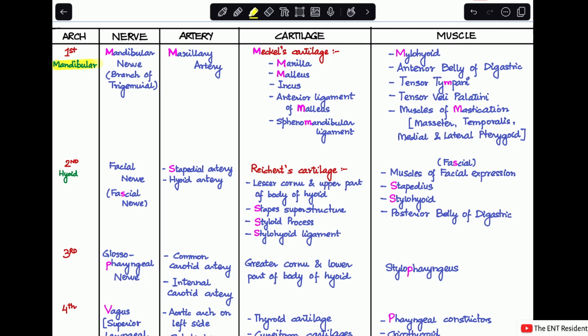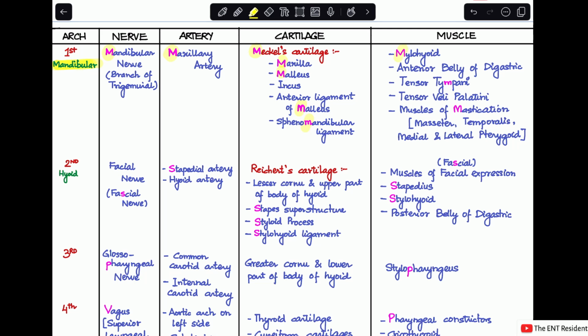If you see how I have written, a lot of the structures over here have the letter M in them. So that is maybe a way you can remember the majority of it, although not all of the structures conform to this. So you can see the first arch is the mandibular arch. The nerve is the mandibular nerve, the artery is the maxillary artery, the cartilage is Meckel's cartilage, which forms the maxilla, malleus, incus, anterior ligament of malleus, and sphenomandibular ligament.